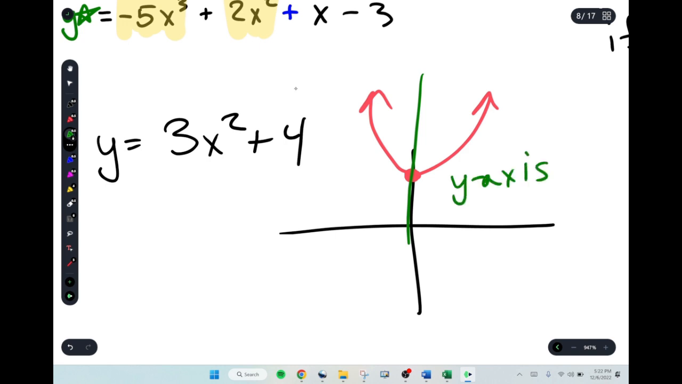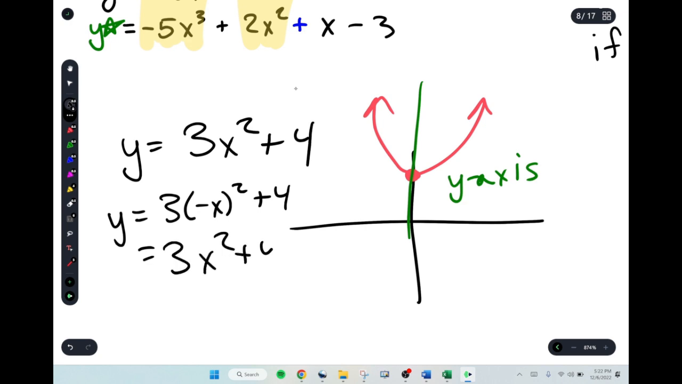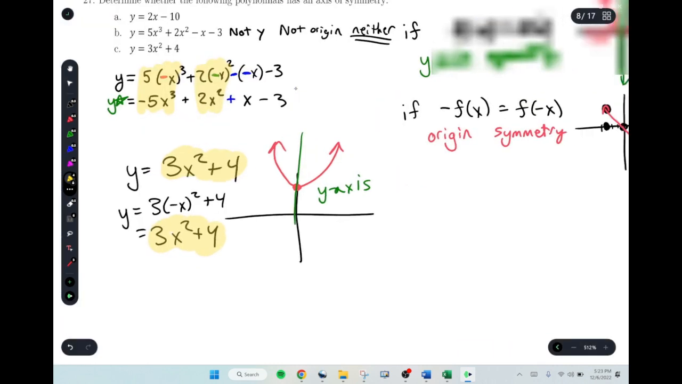Now let's check it with our rules. We plug in negative x and you get y equals 3 times negative x squared plus 4. It's the same thing, right? Because negative x squared is just x squared. So this is the same as this, which means y-axis.